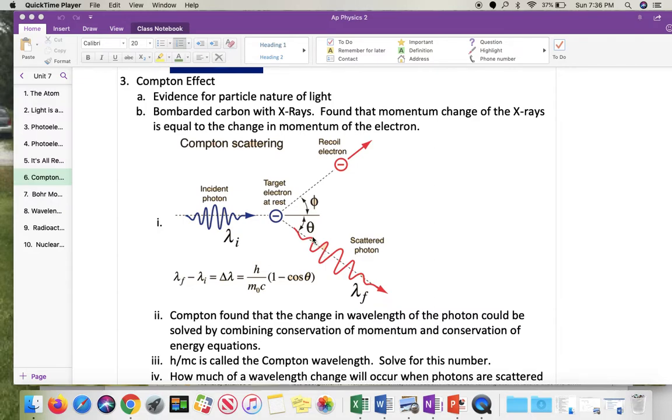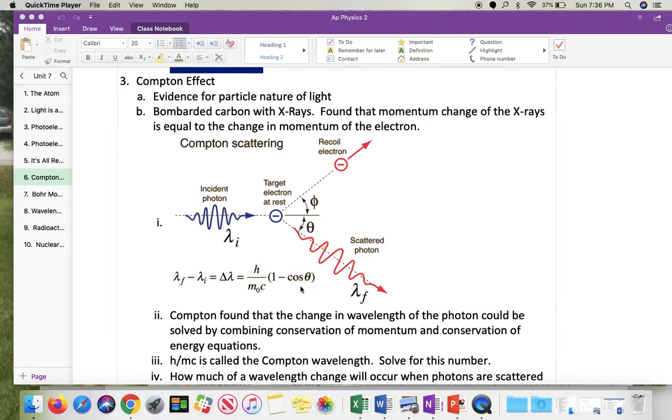But anyway, what he found was that the momentum change of the electron due to the collision is equal to the momentum change of the incident photon due to the collision. And not only that, that this was an elastic collision. So cosine of 90 being 0 means that the wavelength is only going to change by one of what's called a Compton wavelength, which I have written down here below.